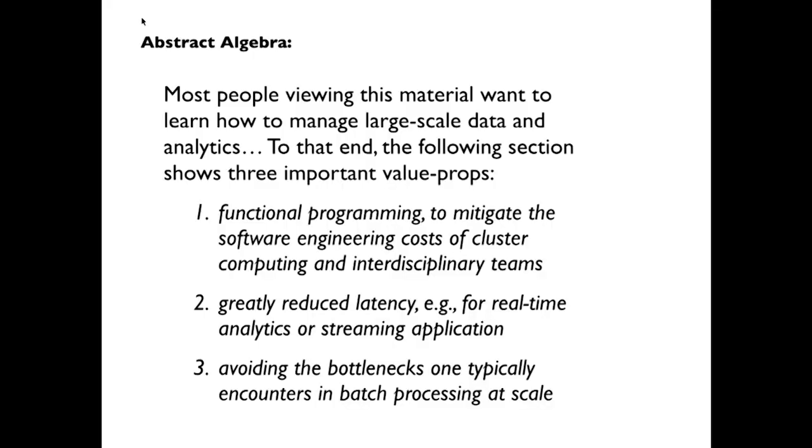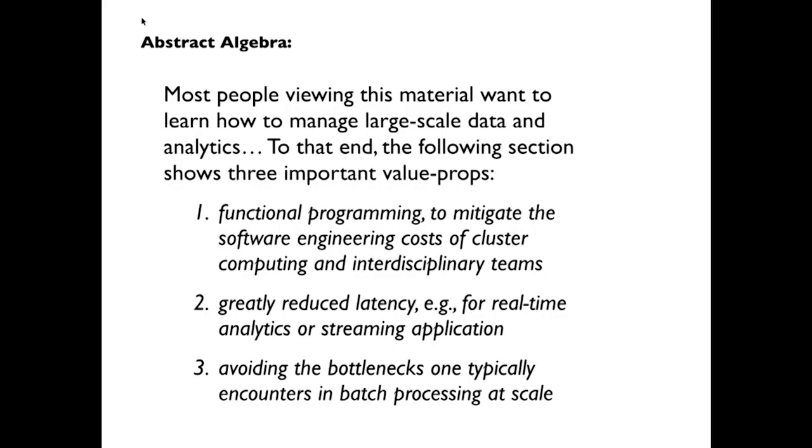Number 1, functional programming. It's a way of mitigating your software engineering costs when you're out there working on really large-scale cluster computing. And it's also very important when you've got interdisciplinary teams, which is generally the case when you're working with data science. Number 2, this is a way of greatly reducing latency in terms of real-time analytics or streaming through petabytes of data. Latency can be a really big problem. And in a lot of businesses, you can actually measure revenue loss in terms of milliseconds. You think about finance and what they're doing on trades. Literally, you can measure how much revenue loss you have as a function of how many milliseconds latency there is in your responses.